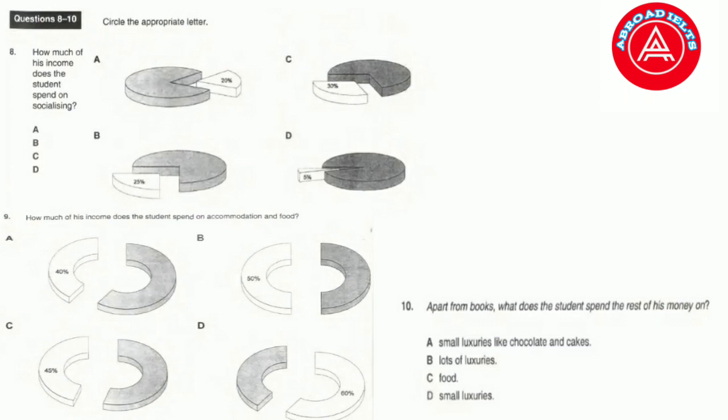Right. And what about accommodation and food? I'd say 50%. And what about the rest of your money? Well, it goes on small luxuries, very small. What's this for anyway? It's part of a study on the change in students' spending patterns as they progress from first year to postgraduate level.